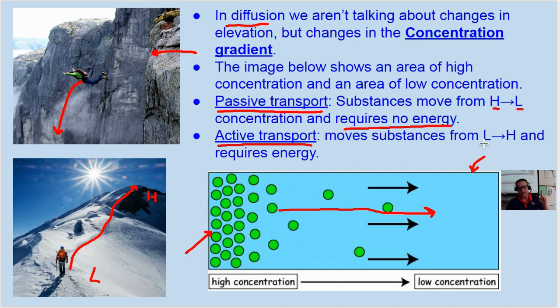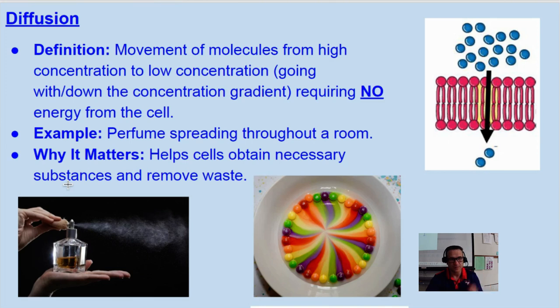So whenever you're moving substances from low concentration to high concentration, the substances do not want to go there by themselves. They normally want to go from high to low. They want to spread out. They don't want to get squeezed together. So in order to get them to do that, it requires energy. So passive transport requires no energy because things are moving from high concentration to low, and active transport does require energy from the cell because things are being moved from low concentration to high.